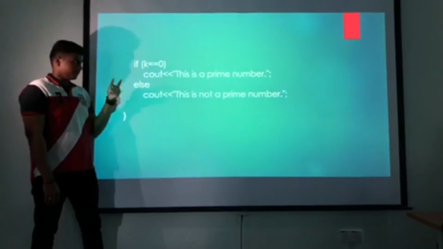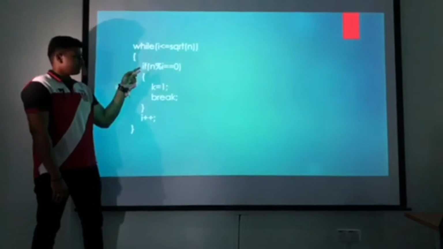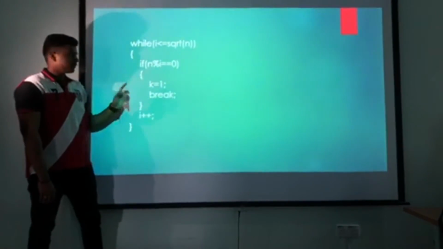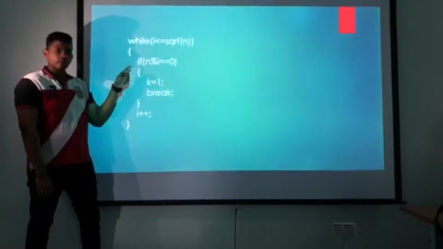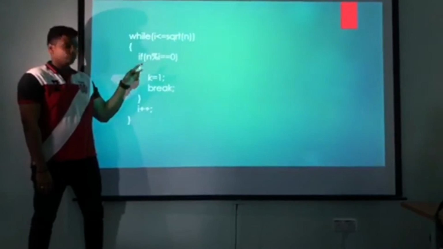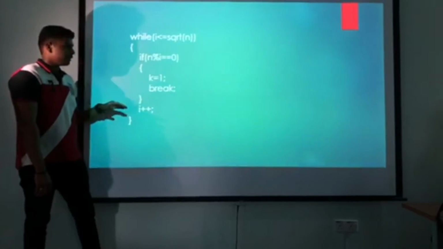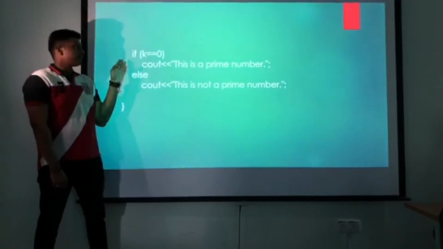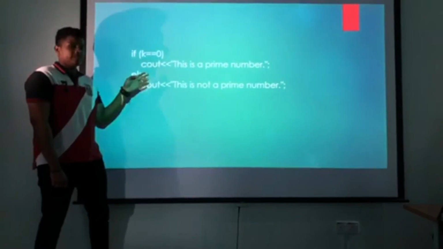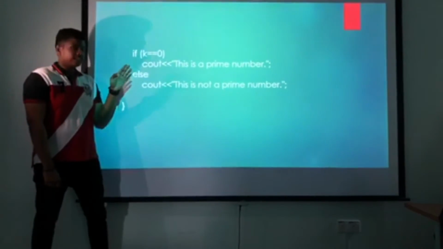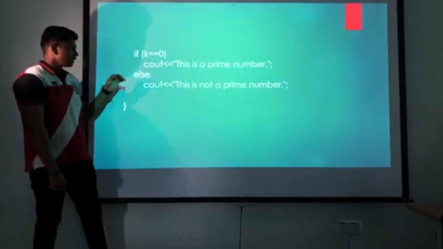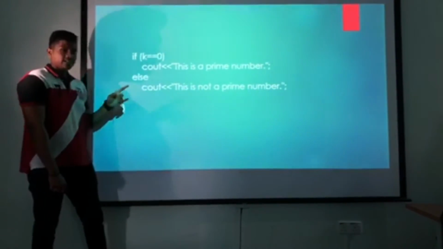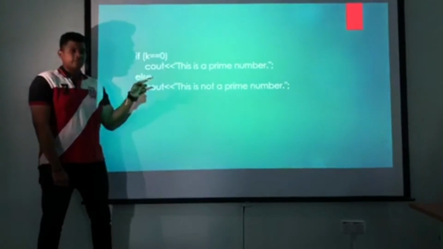Next, n modulo i will be n modulo 3. If it fails, it will keep on going until n modulo 4, n modulo 5 and so on until you get the 0. If you cannot get the value of 0, the value of k will remain the same. If the value of k does not change, which means n modulo i is not equal to 0, the cout will be this is a prime number. Else, the cout will be this is not a prime number.